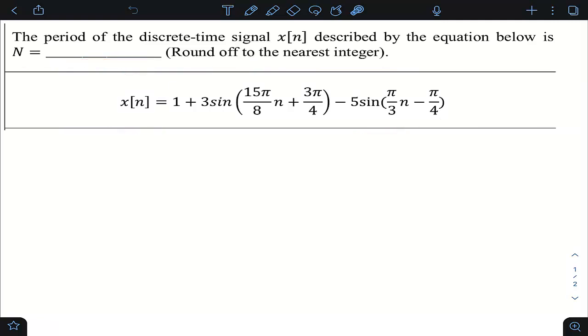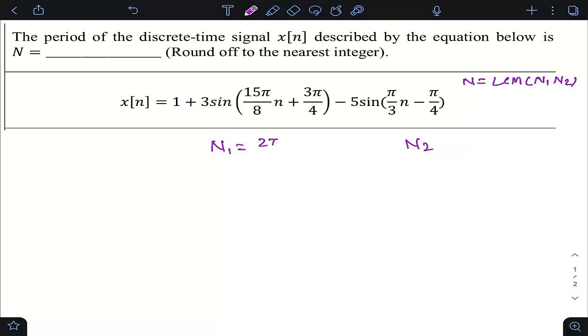If you see, you have a DC term, and the addition of DC plays no role in deciding the period of the signal. So this can be ignored while calculating the period of x of n. We have to find the period of the rest, and in the discrete case, if sinusoidal signals are added or subtracted, then the overall period of the signal is the LCM of the individual periods. Let us say the period of this is N1 and the period of this is N2. So the overall period of the signal x of n, which is N, equals the LCM of N1 and N2.